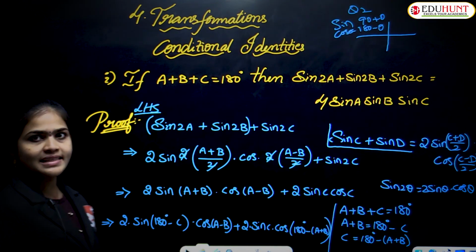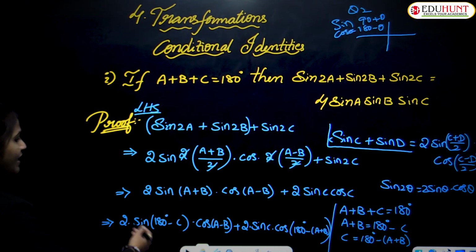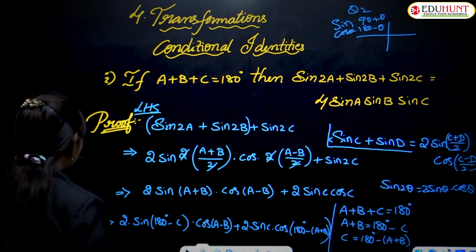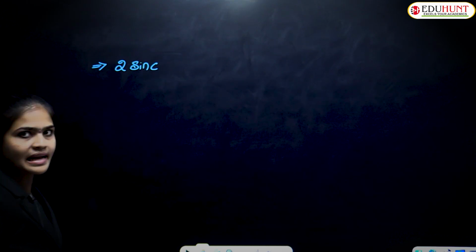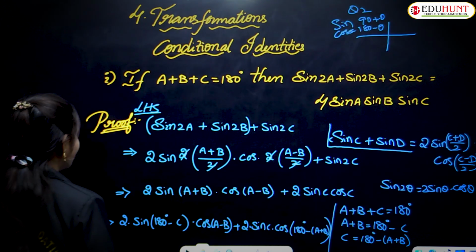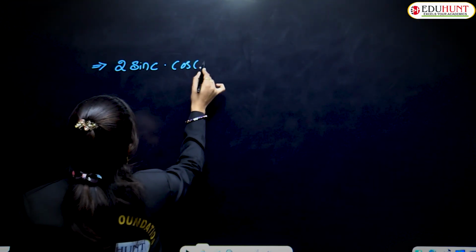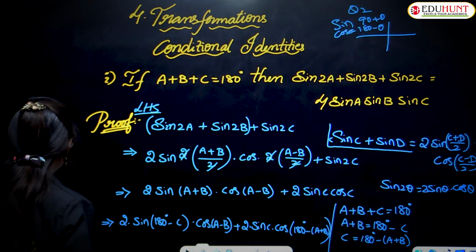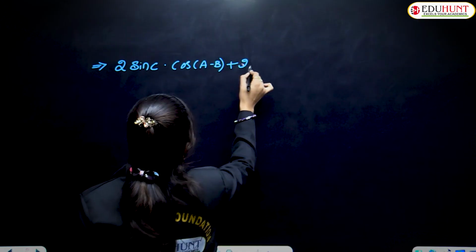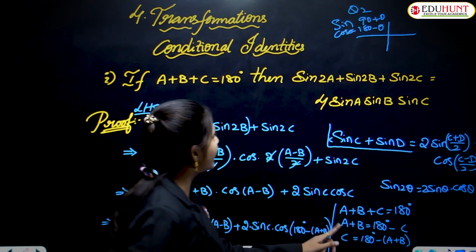And here 180 minus theta is there, so 180 minus theta means there is no change in the trigonometric ratio. So sine is there, again we will get sine only. So that's why this equals 2 sine 180 minus c, which means here 2 sine c. Okay, and here into cos of a minus b, leave it like that, plus 2 sine c into here also the same thing, cos of 180 minus theta.